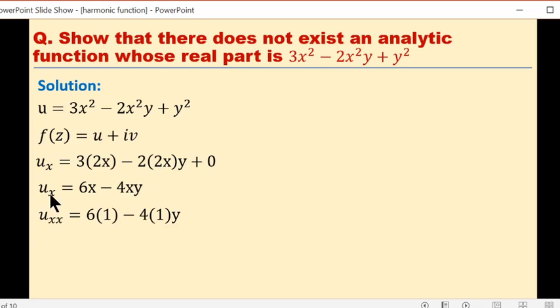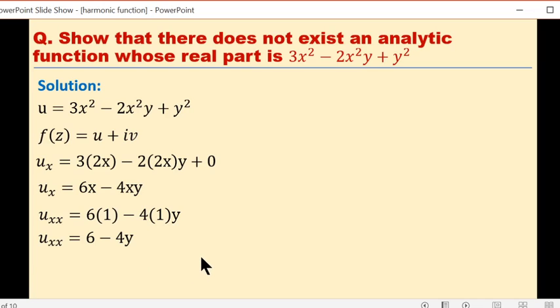We will differentiate this once more with respect to x. So the derivative of ux partially with respect to x is uxx equal to 6 as it is, the derivative of x is 1, minus 4 into the derivative of x which is 1, into y. We'll write it properly. So we get uxx equal to 6 minus 4y. So we got the second order derivative of u with respect to x.